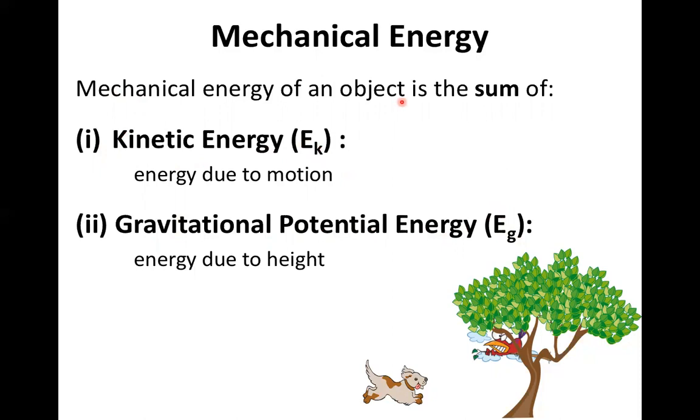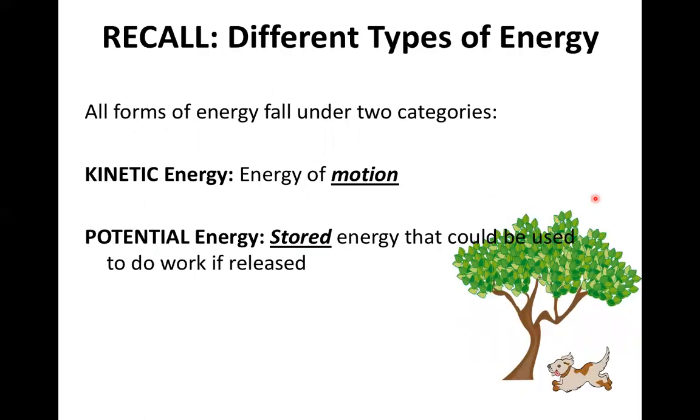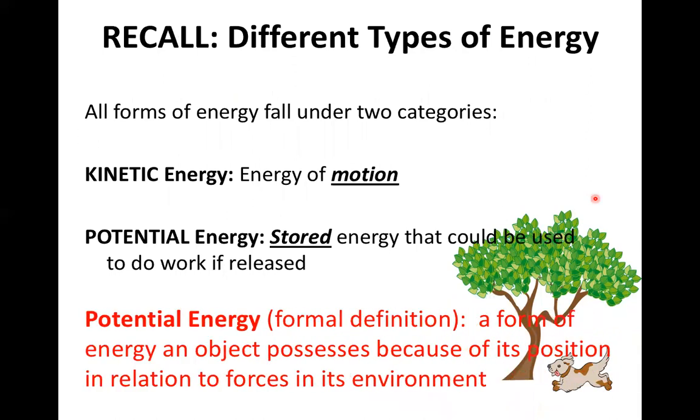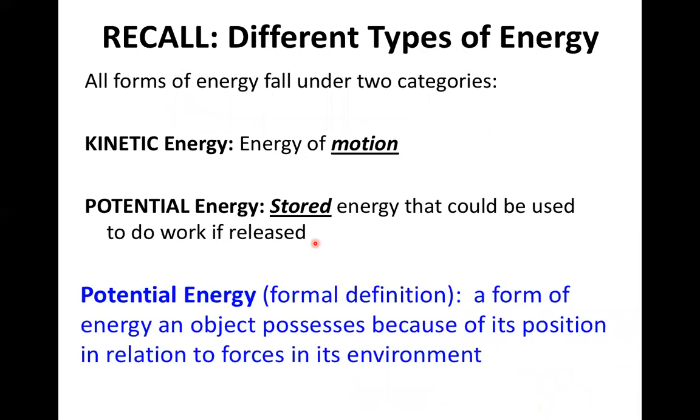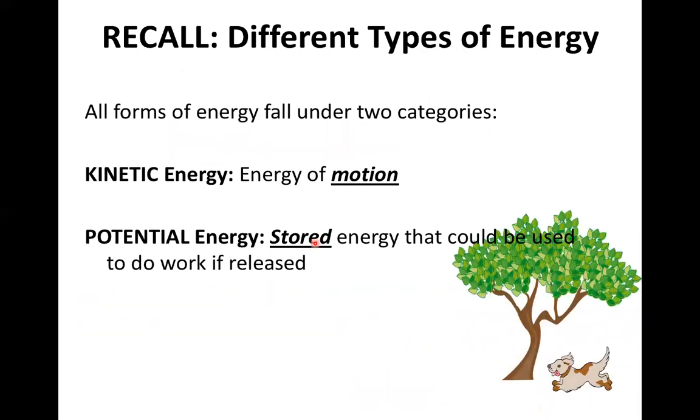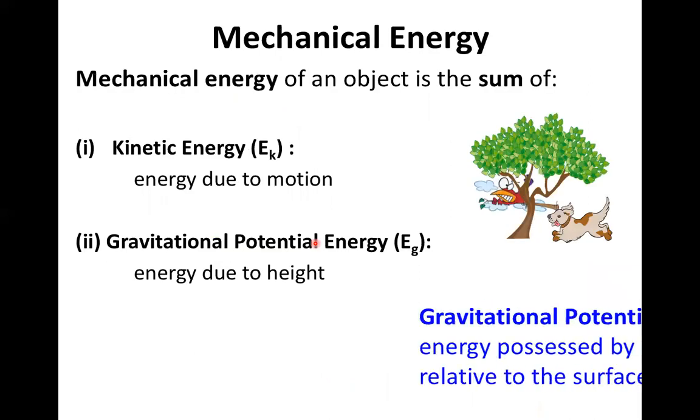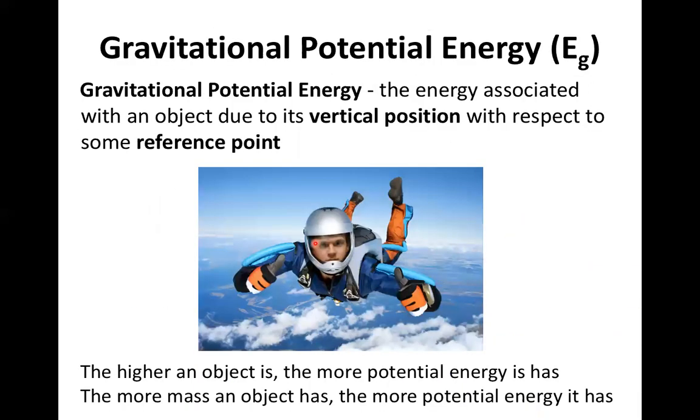So we've already learned about how to calculate EK. Now let's learn about calculating EG. And remember that EG is a form of stored energy. So gravitational potential energy is the energy associated with an object due to its vertical position with respect to some reference point. Usually we use the ground as a reference point.